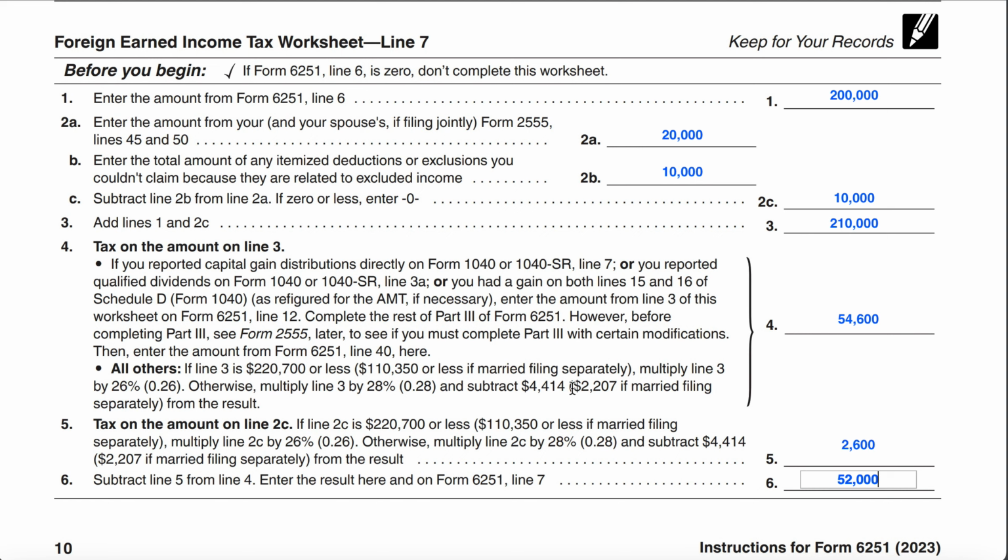So that's all we have for this tax worksheet. We cover the form in much more depth in our article, which you can find on our website. Simply go to teachmepersonalfinance.com, type in IRS Form 6251, and you'll see the article up here.